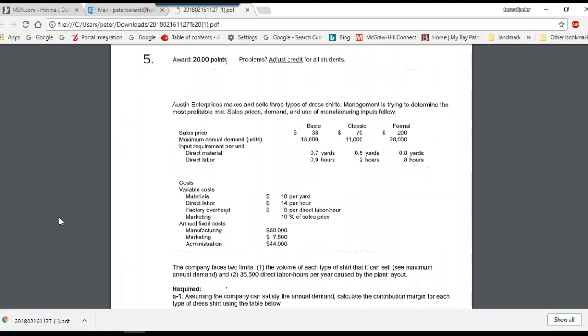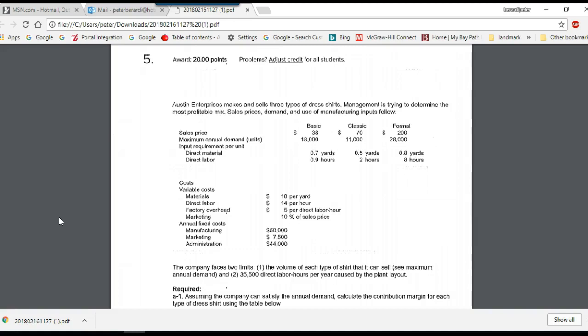The company faces 2 limits. One, the volume of each type of shirt that it can sell, which is the annual demand given to us in units above, and two, 35,500 direct labor hours per year caused by the plant layout. The 35,500 direct labor hours per year is the most direct labor hours we have for our factory. So it is a constraint.